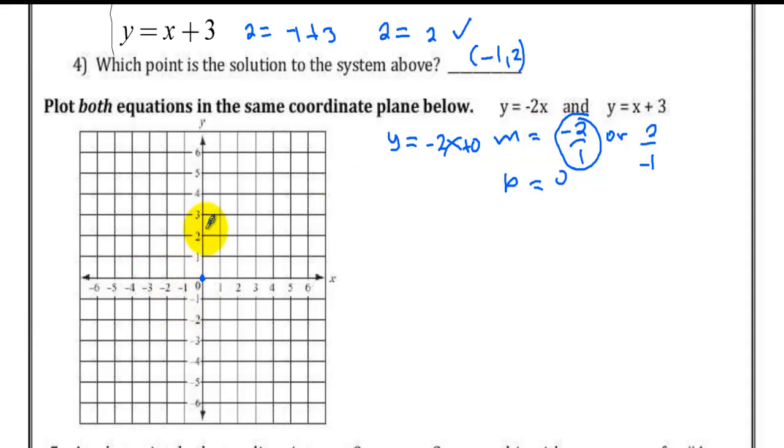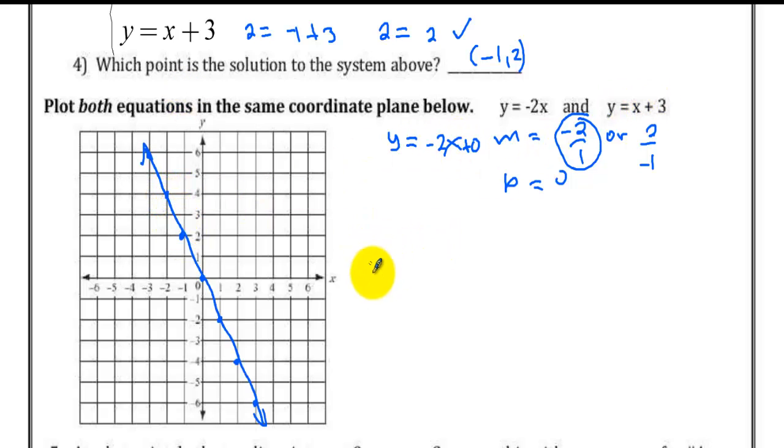My numerator is negative, so I have to go down 2, and my denominator is positive, so I have to go to the right 1. So this will be my second point. Now in solving a linear system, it's best to have more than 2 points. So we'll do the same method again. Go down 2, move to the right 1. Go down 2, move to the right 1. Now, same thing here, I have 2 over negative 1, so we can go up 2 and move to the left 1. Up 2, left 1. So this will be the graph of our first equation.